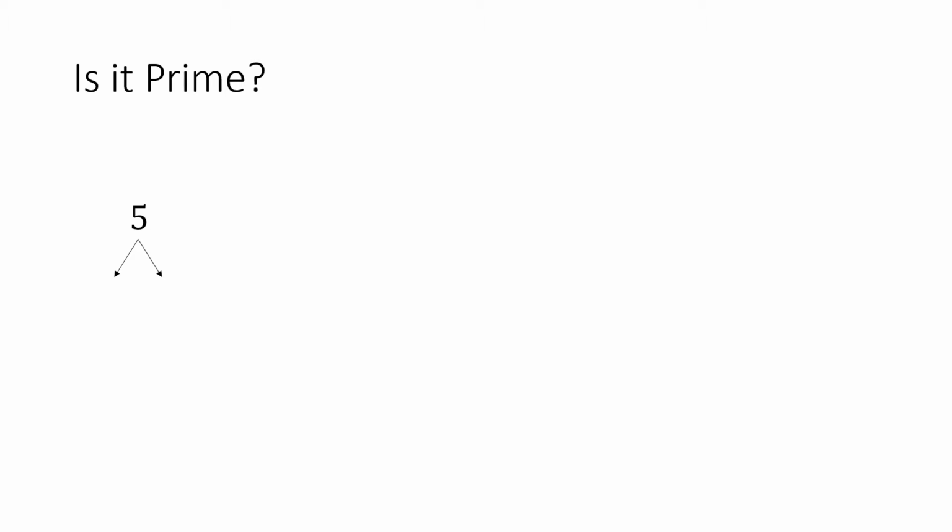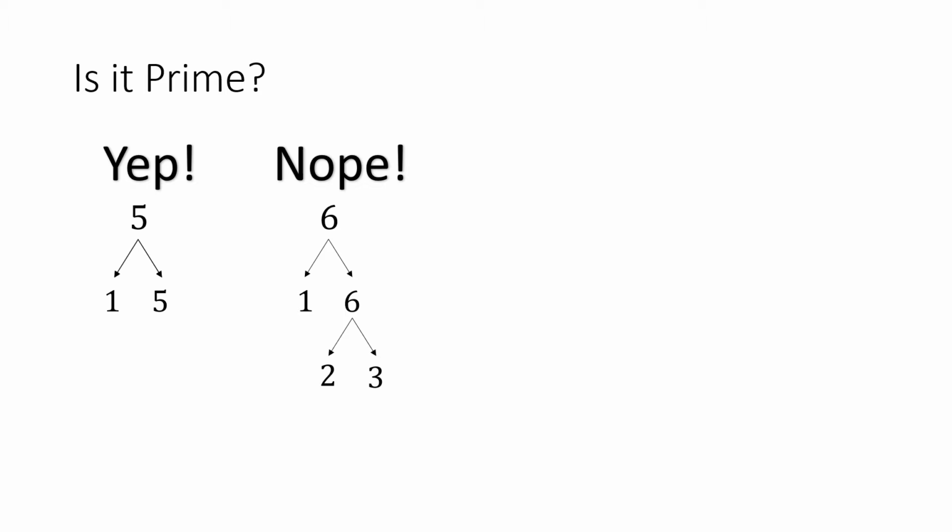So let's look at some examples to see if they are prime or not. So we have 5. And if we break apart 5, which I'm not going to explain how that works right now, you see that the factors of 5 are just 1 and itself, 5. So 5 is considered prime. Let's look at 6. If we break apart 6, you can see that it actually has more factors than just 1 and itself. So it is not prime.